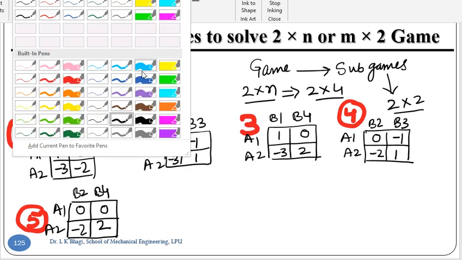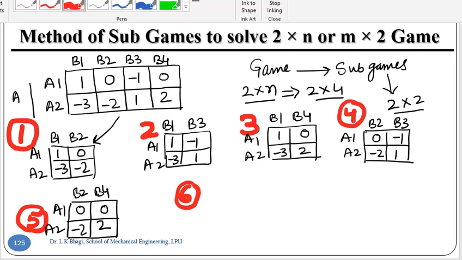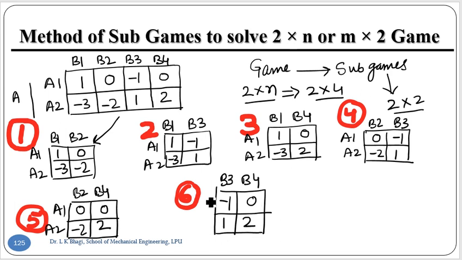This we are going to write, that is the sixth subgame. You can write this way. The sixth subgame will be b3, b4, and for b3, b4 it is minus 1, 0, 1 and 2 over here, and here it will be a1, a2.